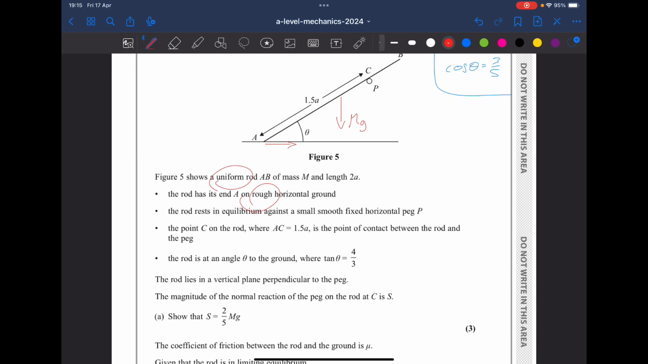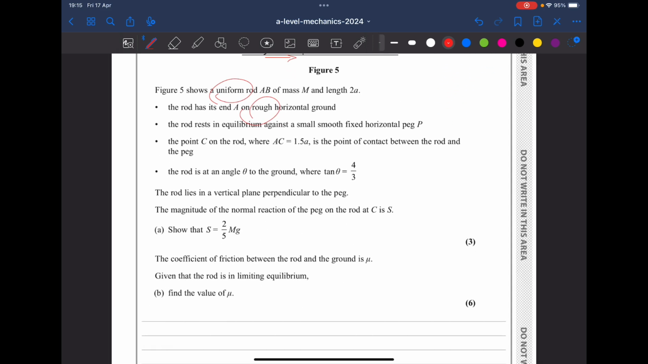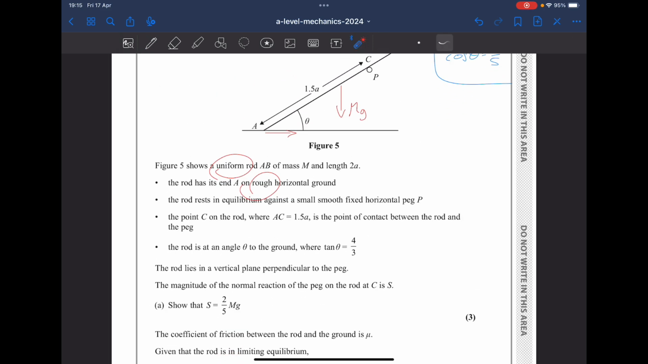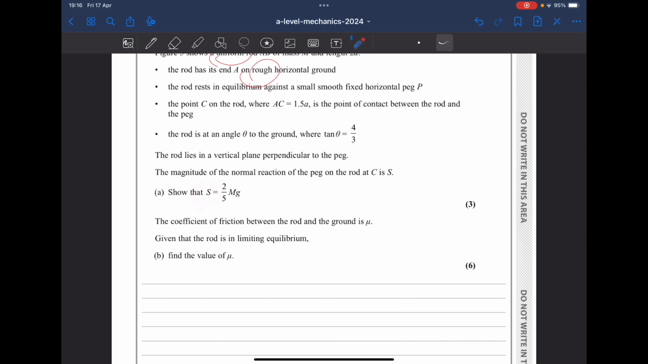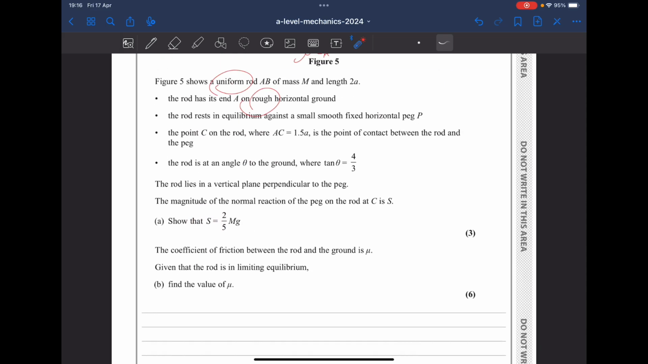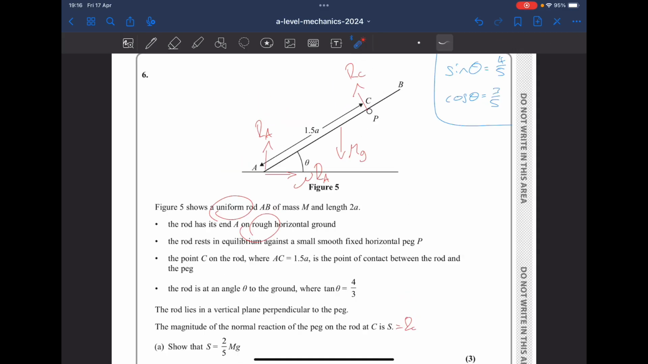Does it say what mu is anywhere? I don't think so. We can find mu later on, so I will call that mu. I'm going to have an RA sticking up from the ground here, some reaction force. This is mu RA there, acting as friction. And we will have some RC over here as well. I think they call them different things. Yeah, they've called them S. I'm not going to do that, so S is equal to RC. So that's good. How are we going to do that then?